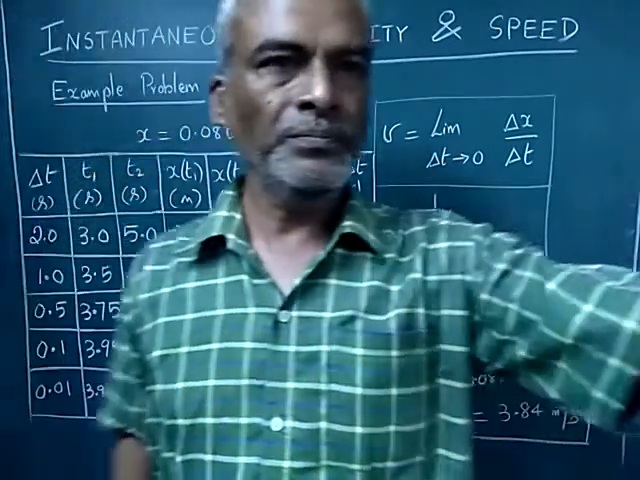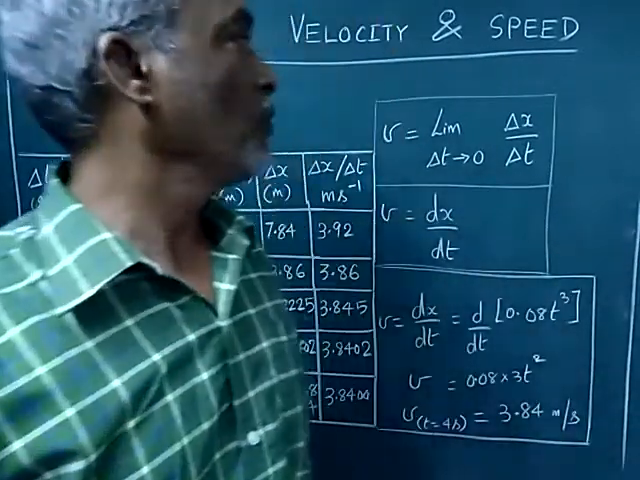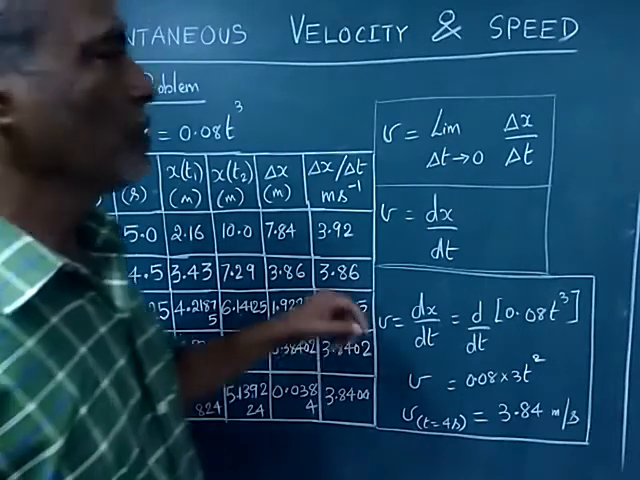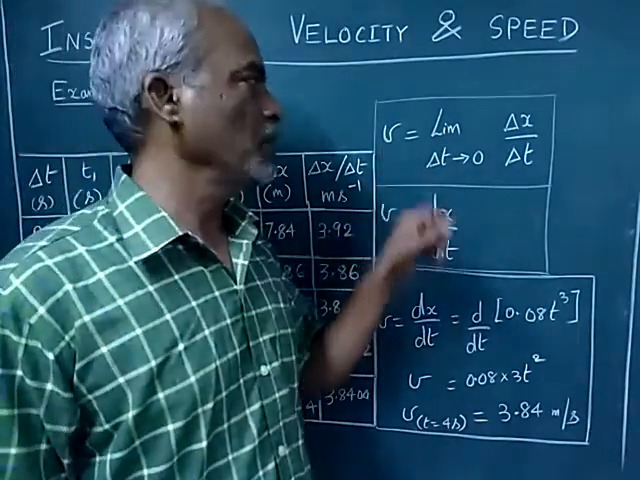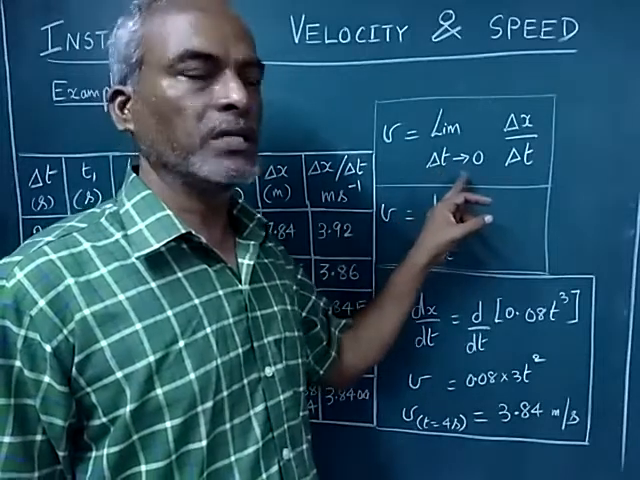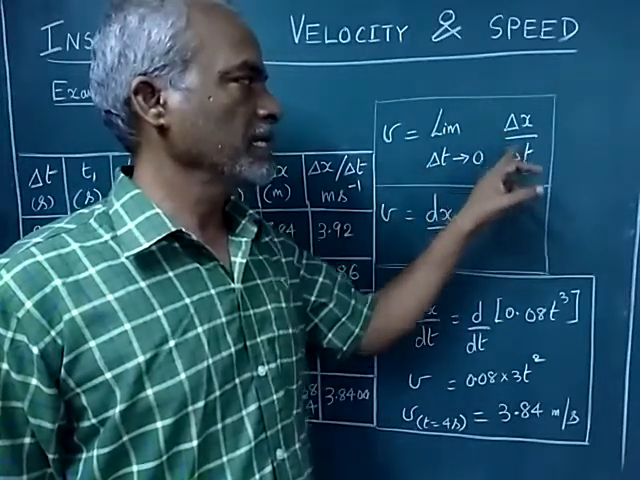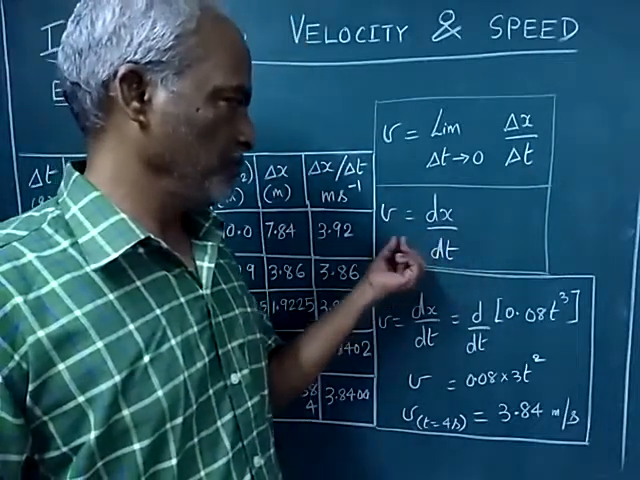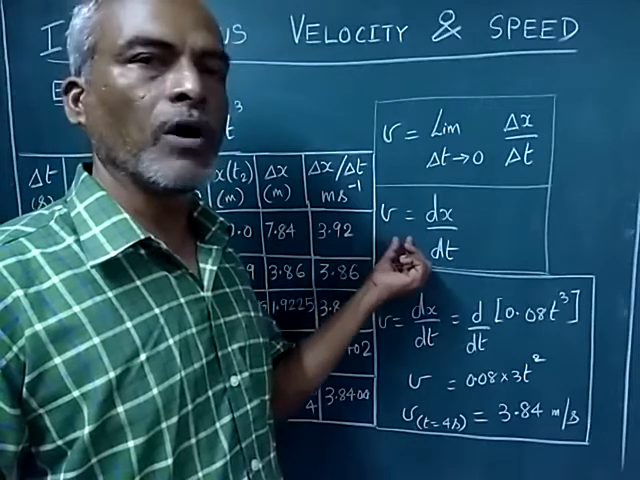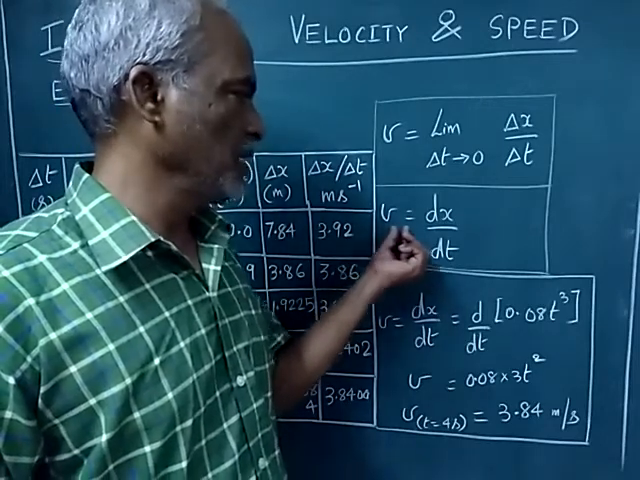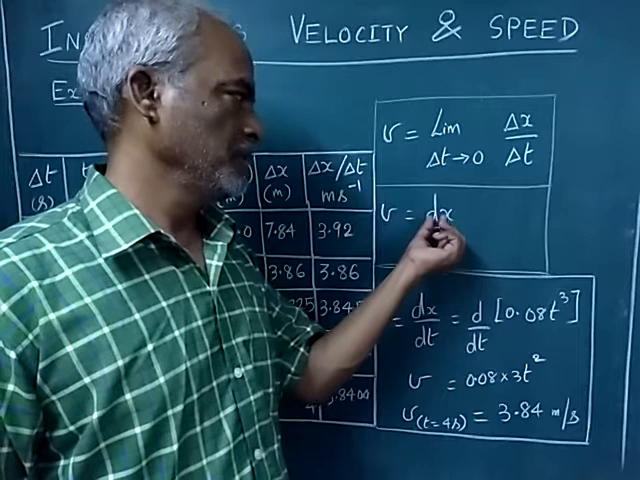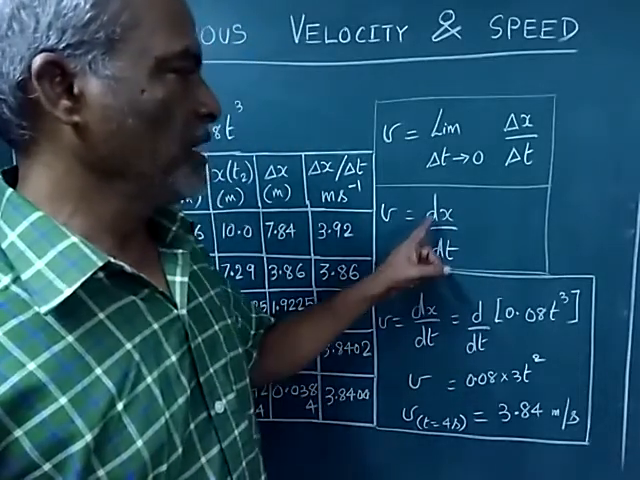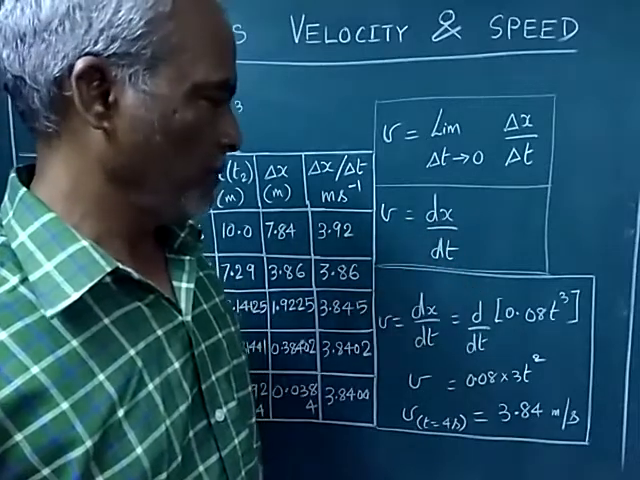Now we will define what instantaneous velocity and speed are. The instantaneous velocity v is equal to the limit as del t tends to 0 of del x by del t, and in differential form it is represented as velocity equals dx by dt, where x is the distance. So the rate of change of distance is dx by dt.